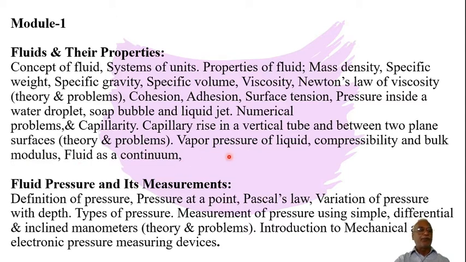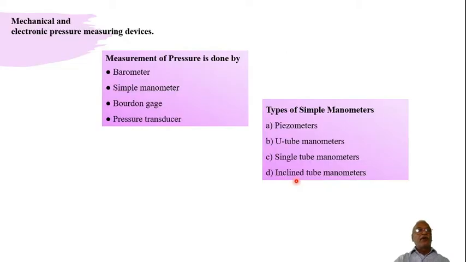We have discussed everything. Fluid pressure and its measurements: we started with what is meant by pressure, pressure at a point, Pascal's law, variation of pressure with depth, types of pressures like absolute pressure and gauge pressure, measurement of pressures using simple manometers, differential manometers, inclined manometers, theory and problems. And now the last bit, it is only an introduction to mechanical and electronic pressure measuring devices. This particular part we have already seen.